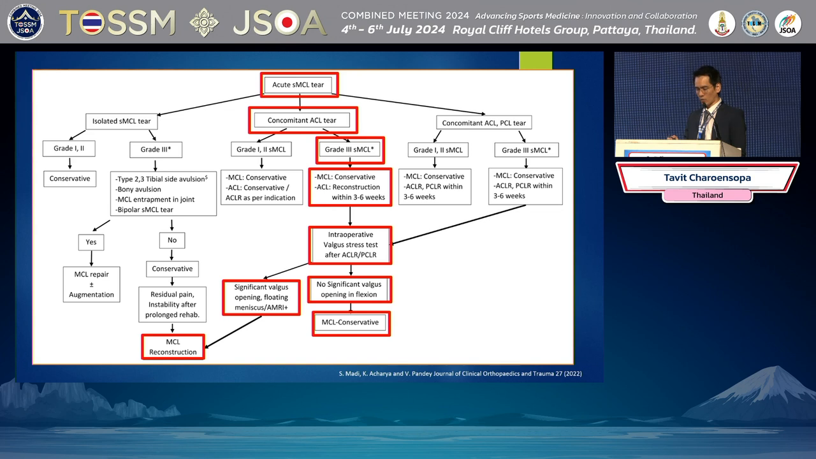This algorithm shows you if you want to do the MCL conservative with ACL reconstruction. First, you treat the MCL conservatively with a hinge knee brace, and then after 6 weeks, you go to do the ACL reconstruction. Intraoperative valgus stress should be done. If the valgus stress is positive, you should do the MCL reconstruction as well. But if the valgus stress is not positive, you do just the ACL reconstruction only.